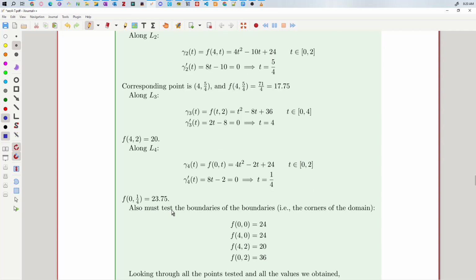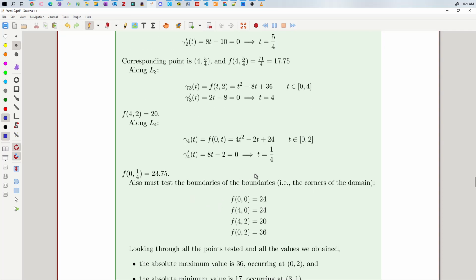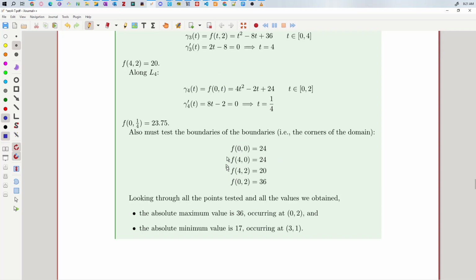Okay, and then lastly, as I said, you also need to test all of the corners of your rectangle. Think of that as the boundaries of the boundaries, right? The original boundaries we were talking about were the lines, the edges, and then the boundaries of those would be the vertices, or the endpoints of the intervals. And so you end up getting 4 vertices, and you have to test all of those as well, because the extremum could occur there and not be detected through checking along the edges. So that's a somewhat involved process. You have a lot of calculation going on here.